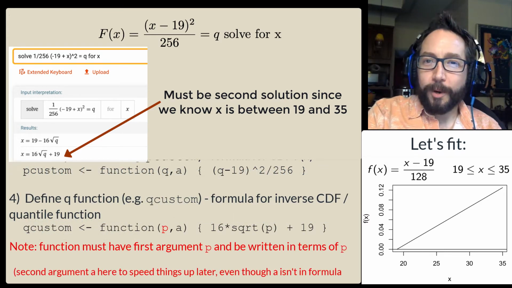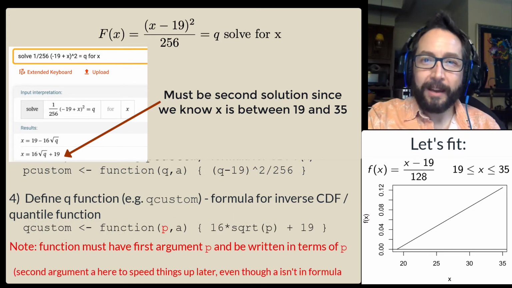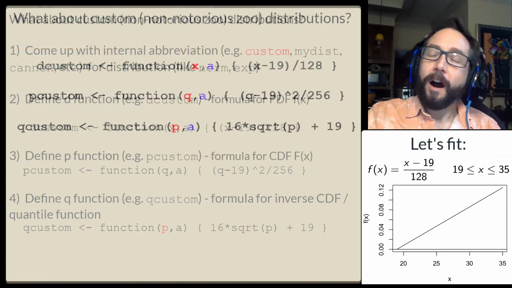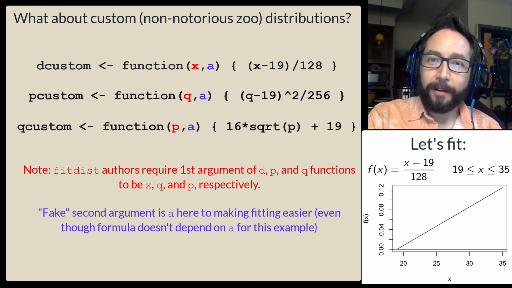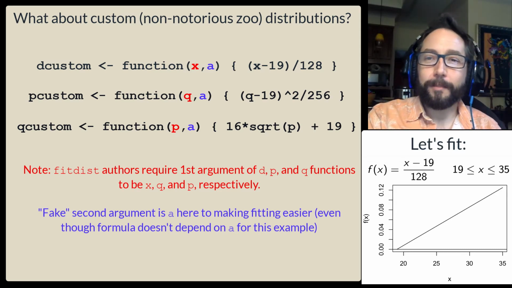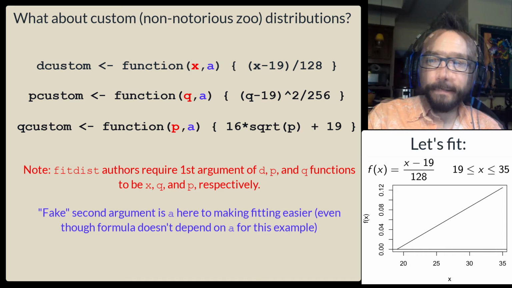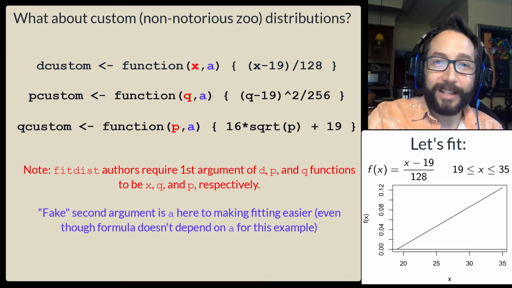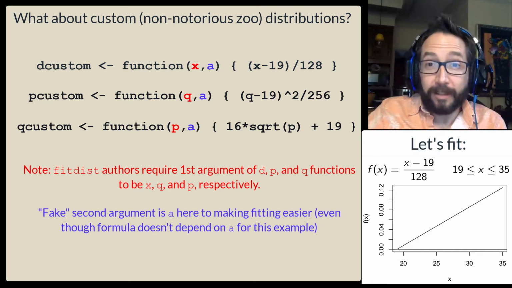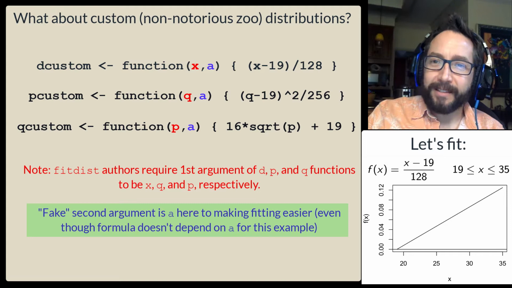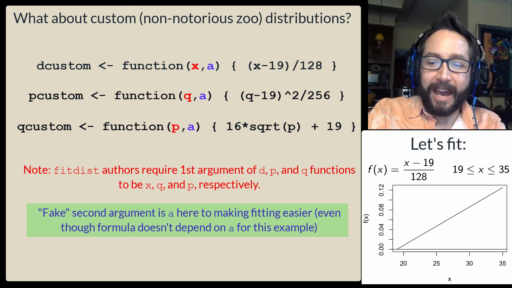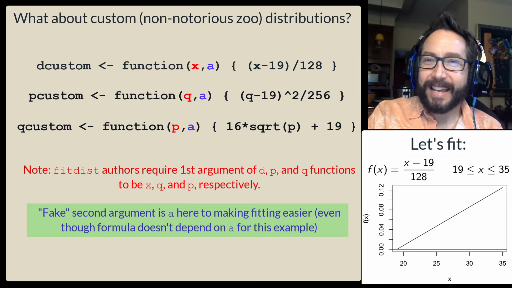So once I know what my PDF, CDF, and then the quantile function are, all I need to do is define what those functions look like in R, write my dcustom, pcustom, qcustom functions, and then we can run fitdist. In order to make this go as smoothly as possible, and just to make it look like all the other fits that we do, when I define dcustom, pcustom, and qcustom, I'm actually going to add kind of a fake second argument.